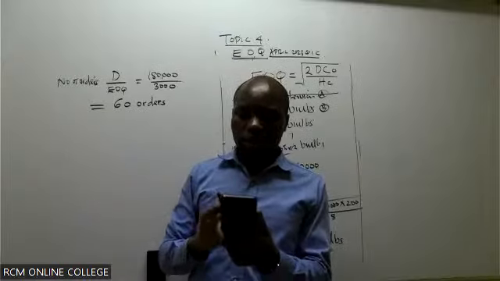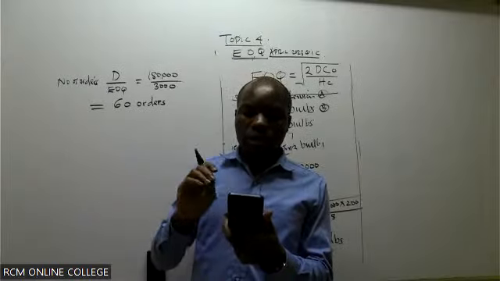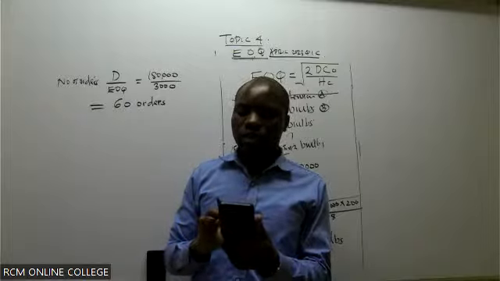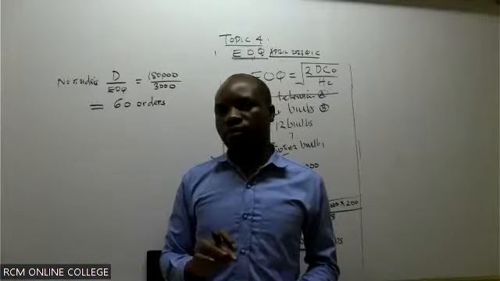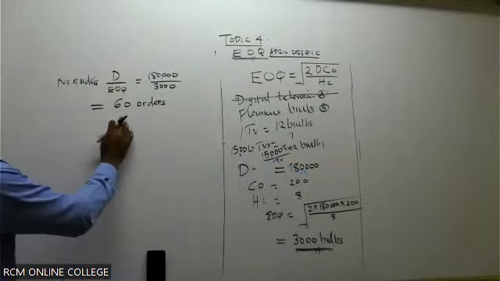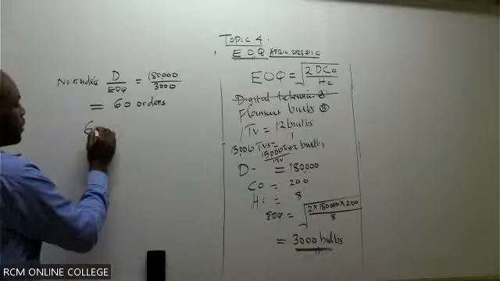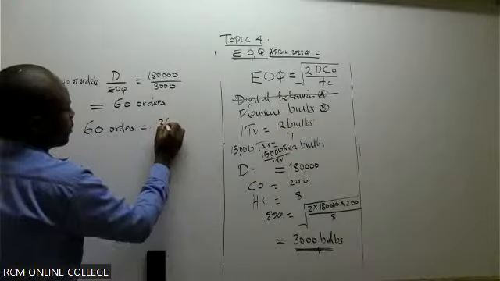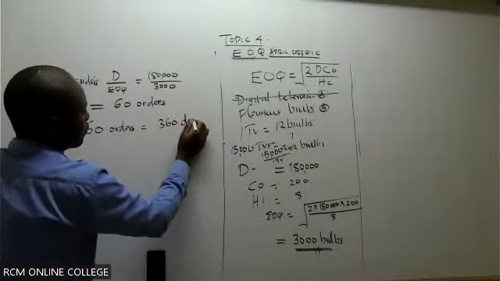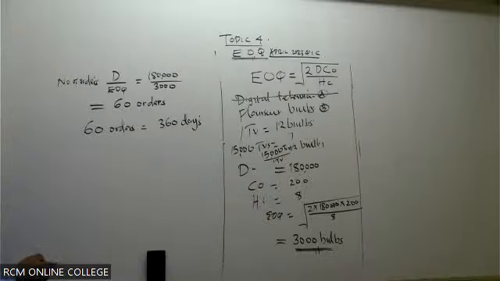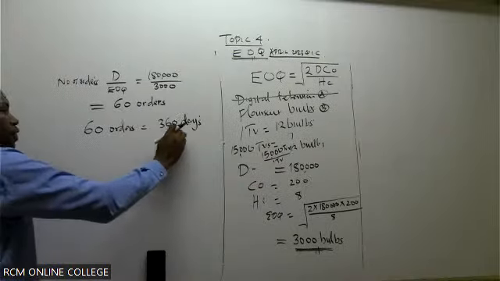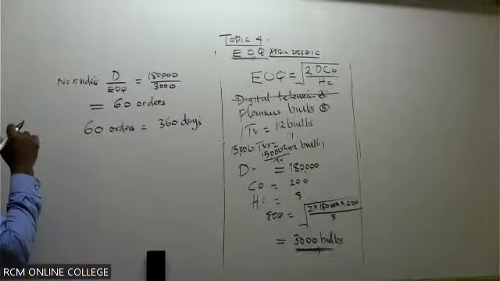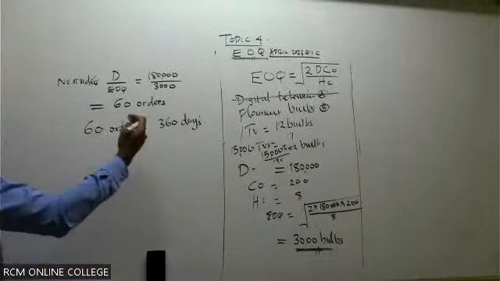But now, look at the question. They're asking us the number of times per year the bulbs will be ordered, assuming 360 days in a year. So 60 orders is equal to 360 days. For the entire year, for the 360 days, they are making 60 orders. So how frequent are they going to do this?